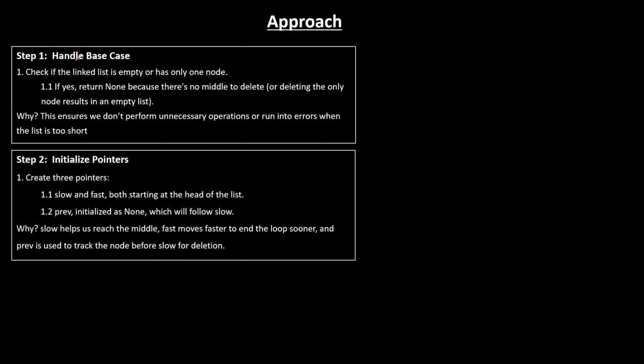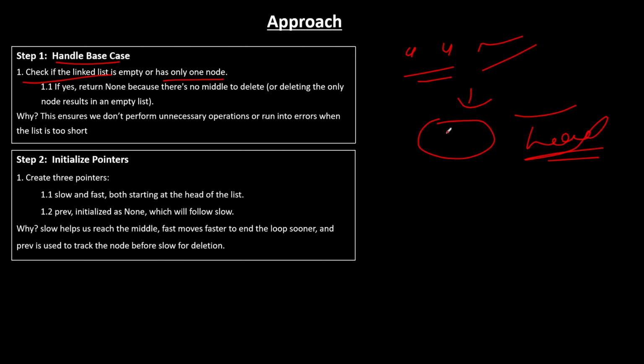Fine. First, we will start by handling the base case. Check if the linked list is empty or has one node. For example, if there is no linked list present, you will not be able to find any middle node. But what if there is only one node? If there is only one node, this is the middle node for that linked list, right? We will just return the head for it.